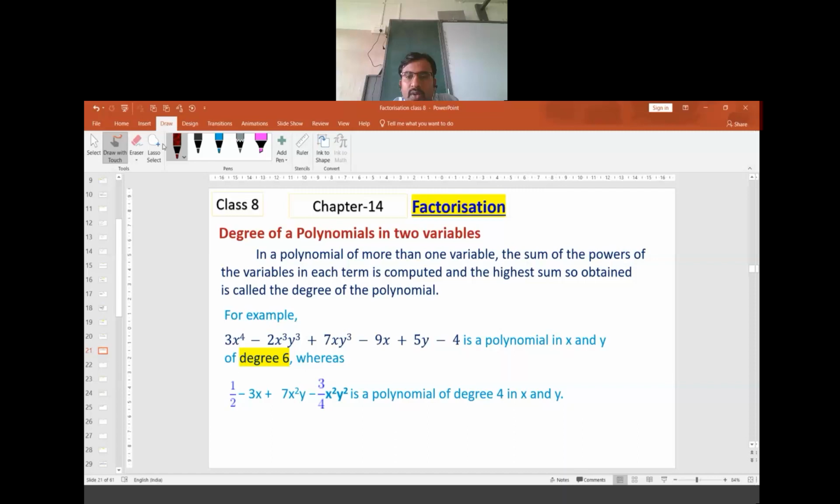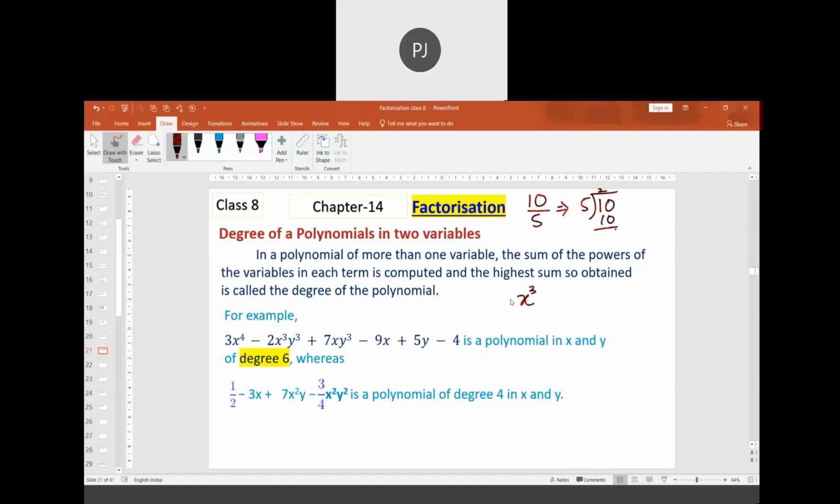If we have something like 10 divided by 5, it's possible to divide 10 by 5, giving the quotient as 2. Correct? In the same way, if you have x to the power 3 and you are dividing by x square, the division is possible. We get x as the quotient.